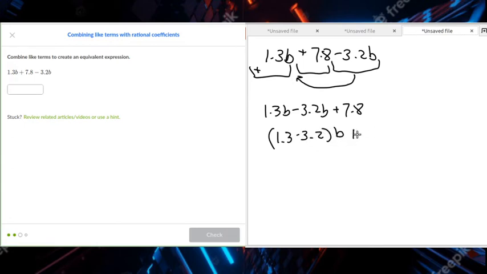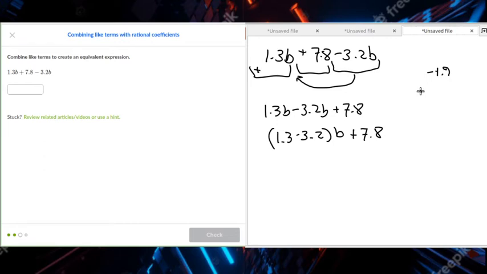Factor out the b. Sure, I crossed my 7. Okay. And 1.3 minus 3.2. 1.3 minus 3.2 is negative 1.9. Okay.